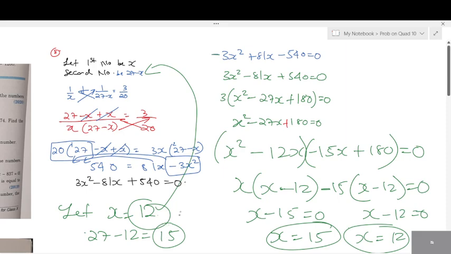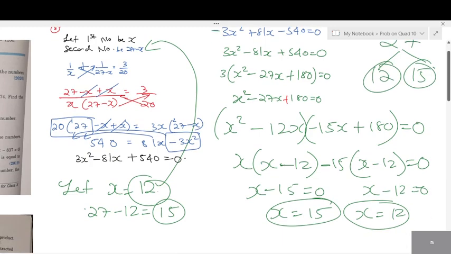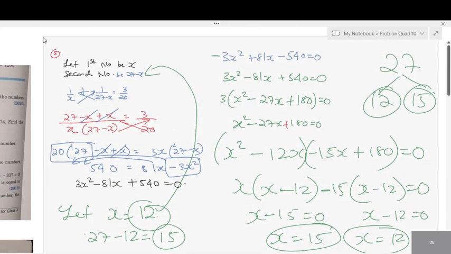When you add both together, you get 27. That's the concept. So we have split 27 into two values. One is 12 and the other one is 15. We got the answer as 12 and 15. Any doubts in this question? Do you have any doubts?